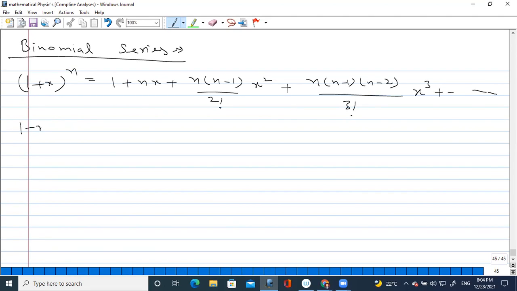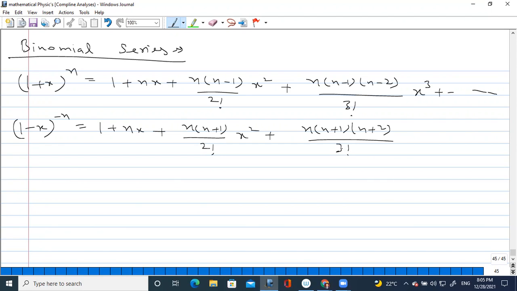If it is (1 - x)^(-n), then it will be 1 + nx, but here wherever we had minus, we will use plus. So then it will be 1 + nx + n(n+1)/factorial 2 x² + n(n+1)(n+2)/factorial 3 x³. And I used the same thing when I was using (1 - z)^(-1), that is 1 upon 1 - z.